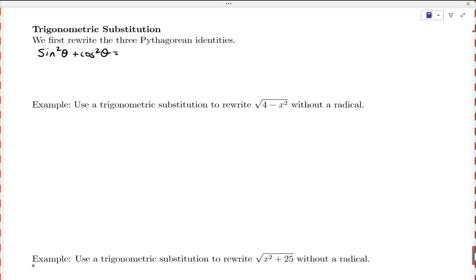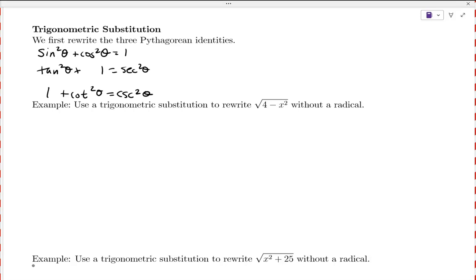You've got sine squared plus cosine squared equals 1. Tangent squared plus 1 equals secant squared. I'm going to write the third one down again. We're not actually going to use this one in the other ones. I'll write it down. We're going to use the top 2 for what we're going to do here. All right.